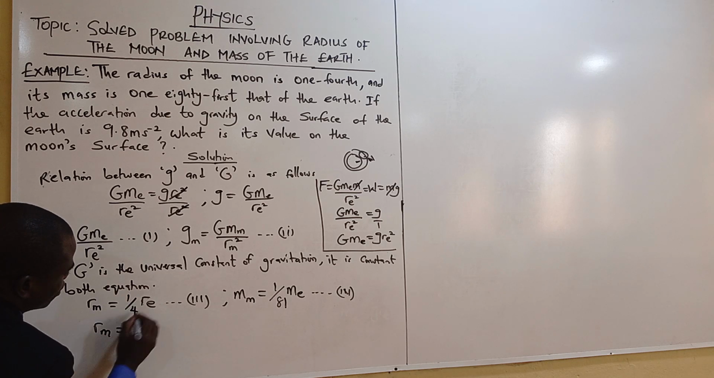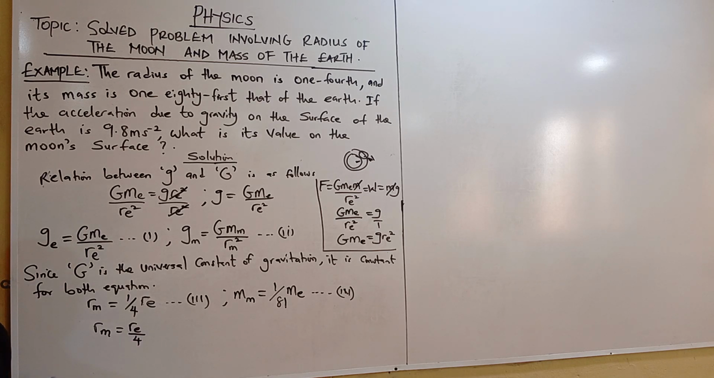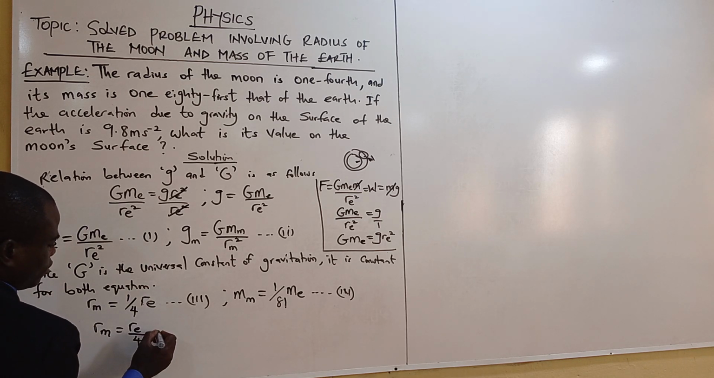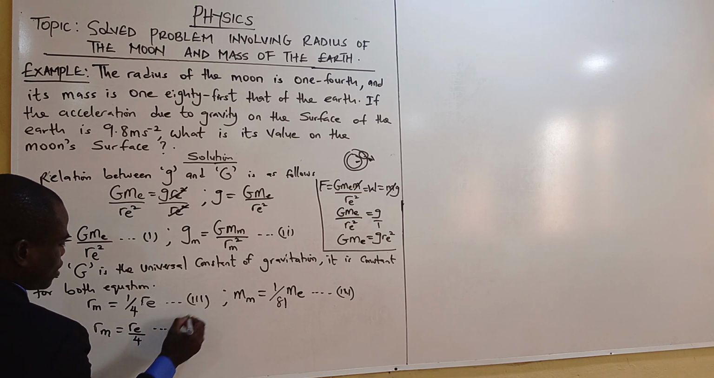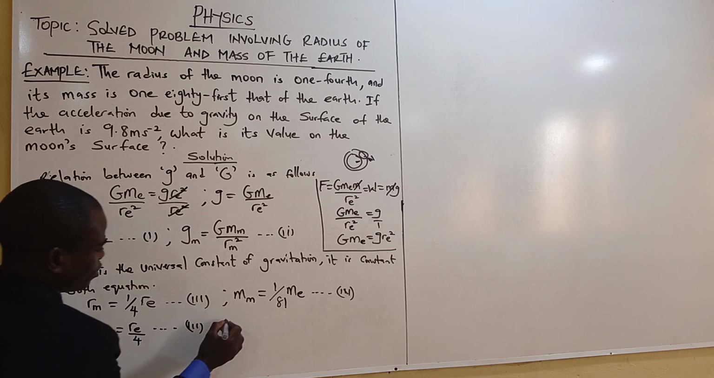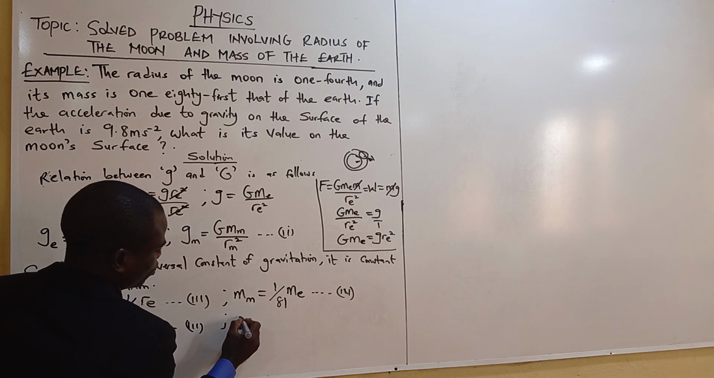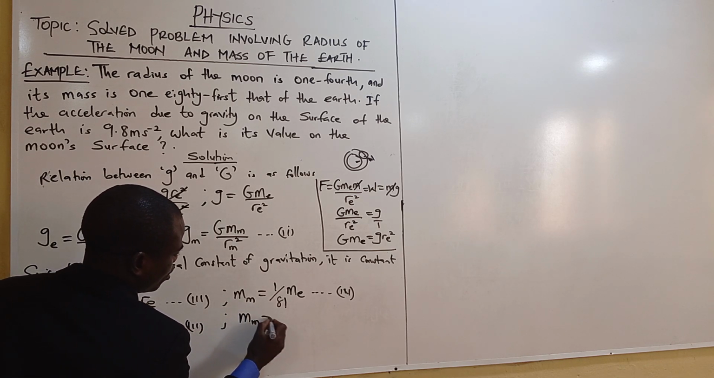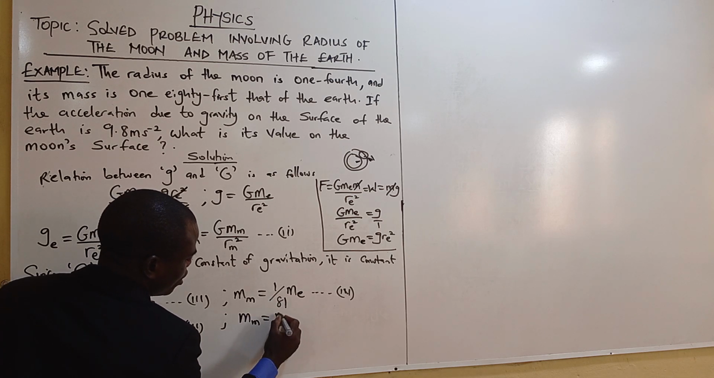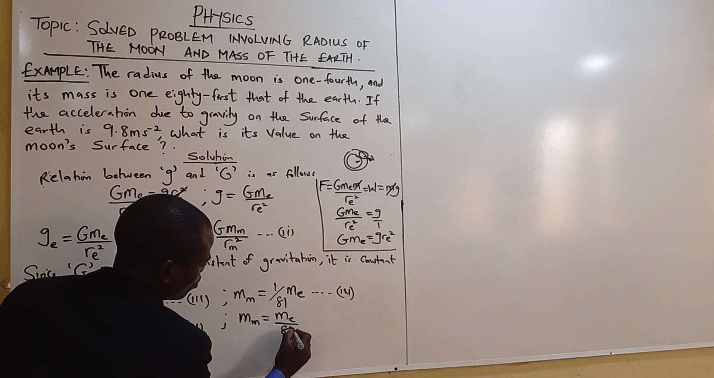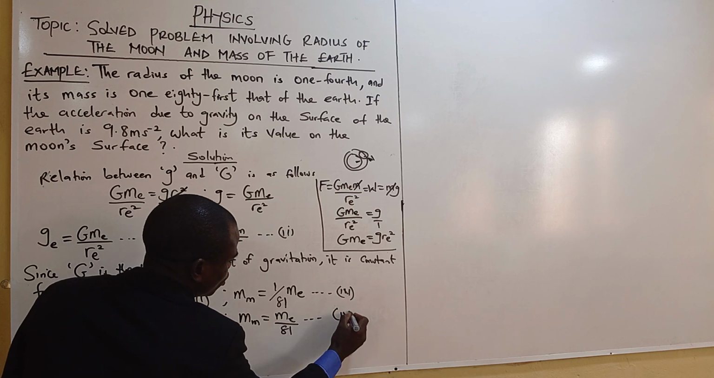RM equals 1 times RE over 4. So you are repeating equation 3. And this one will be MM equals 1 times ME over 81. I'm still repeating equation 4.